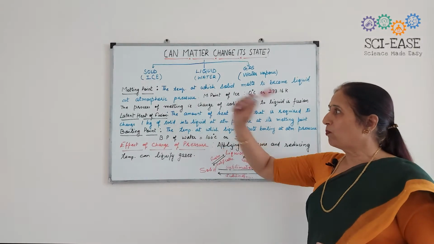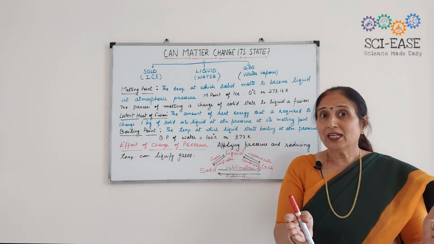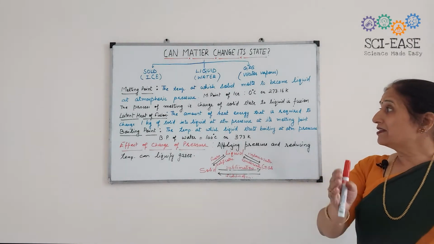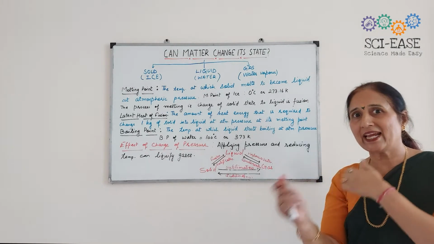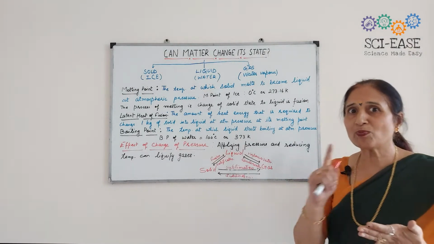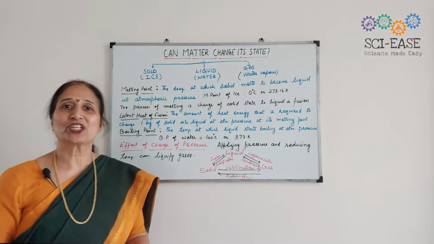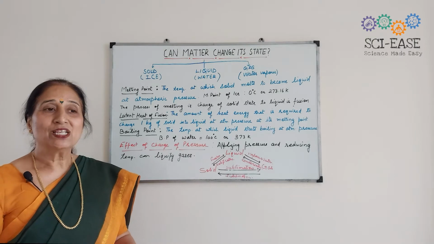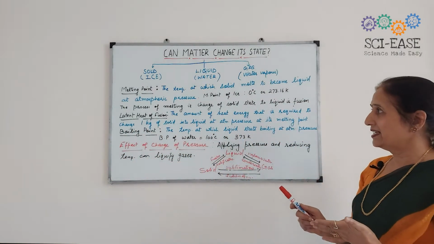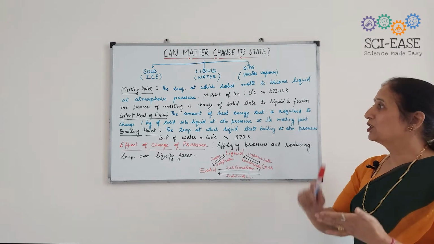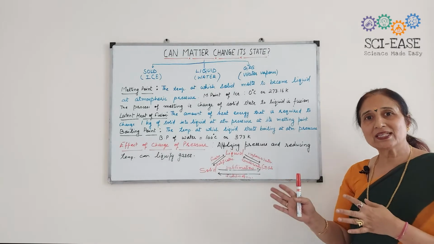So what melting point is, I have told you. Now I have told you that there is a change of the solid state to the liquid state. What is this process known as? This is known as fusion. Fusion is a process in which the solid state changes into the liquid state.